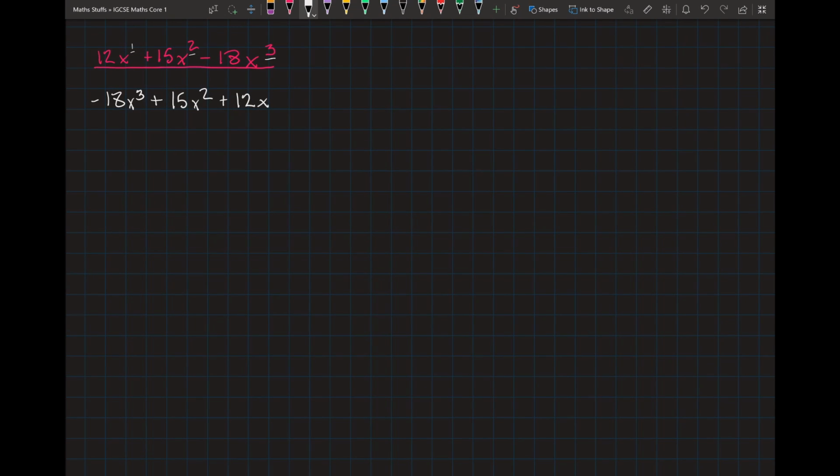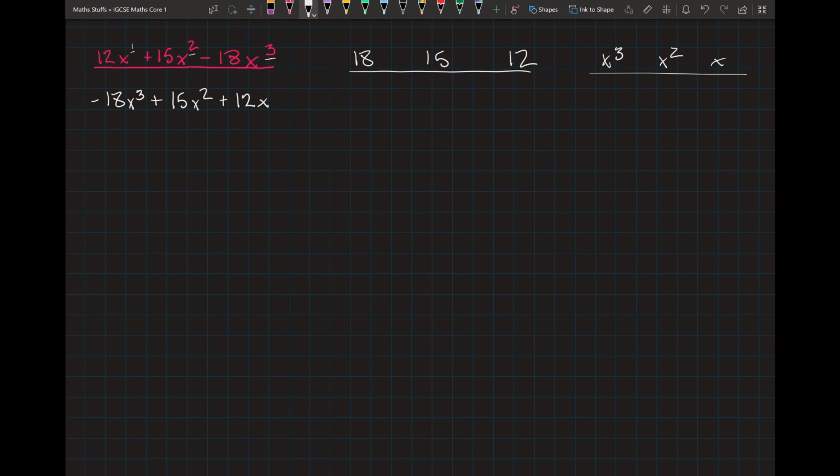Now we need to look for a common number between all of these. So the numbers, the coefficients we're looking at are 18, 15, and 12. And then the variable that we're looking at is x, but we've got x cubed, x squared, and x. So we need to look for a common number between these and a common variable or power between these.